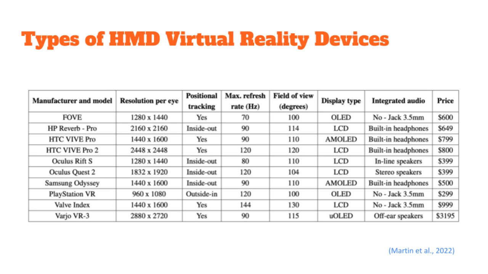This is an example from Martin et al., a study in 2022, actually a survey of all of the different head-mounted display of virtual reality devices and their price point. So you'll see on here the Oculus, which is also known as the MetaQuest 2, at about $400. PlayStation VR, the HTC Vive, more expensive.